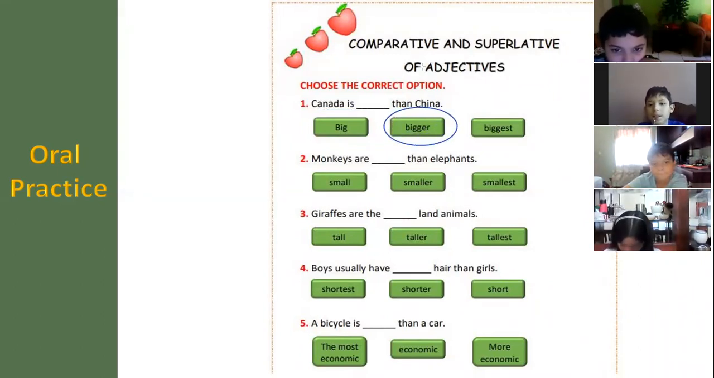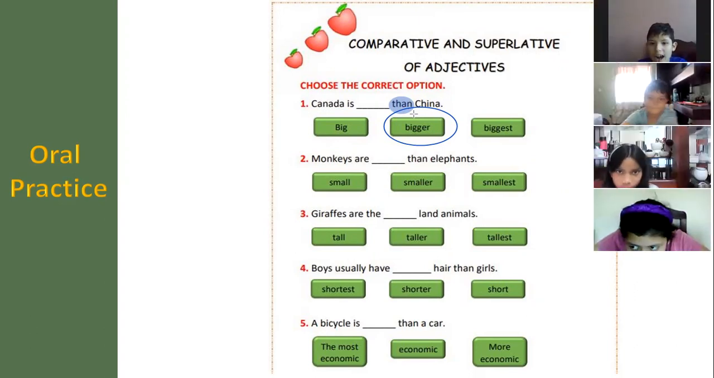Bigger. Why? Because we have a clue word. And apparently you didn't listen to me. I said your clue word is this one. If it says than, you need ER. Bigger than, smaller than, faster than. That's your clue word. Okay, Daniel, second sentence.